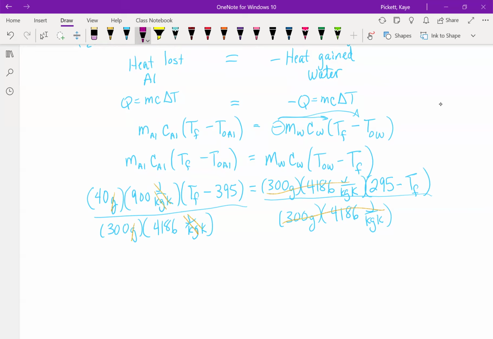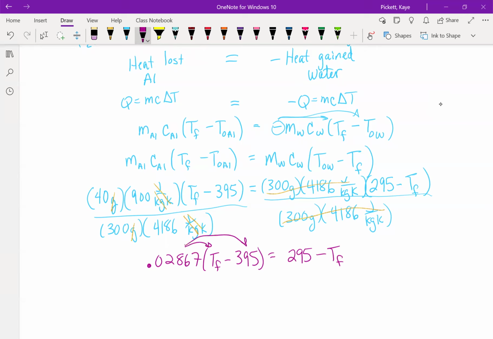and say that that's going to be 40 times 900 divided by 300, 4186. Make sure I put my parentheses where they belonged, and I get 0.02867, and I kept a couple of digits there, times T final minus 395 is equal to 295 minus T final. I can get rid of that parentheses there. That's cool. And now I can distribute at will.